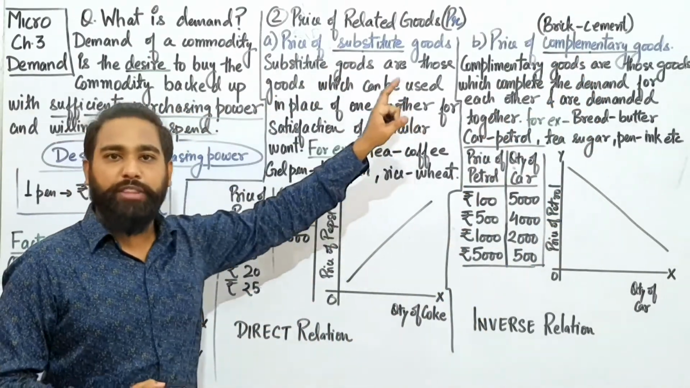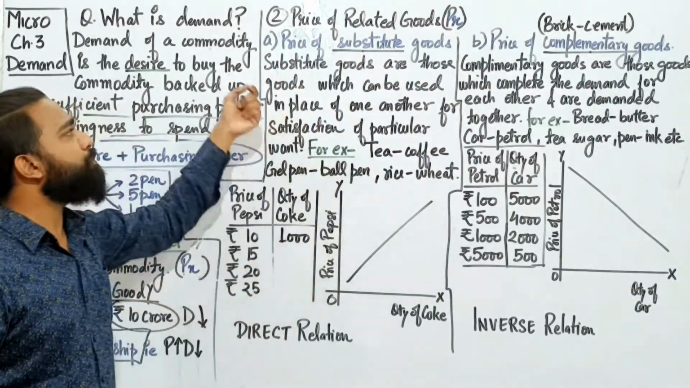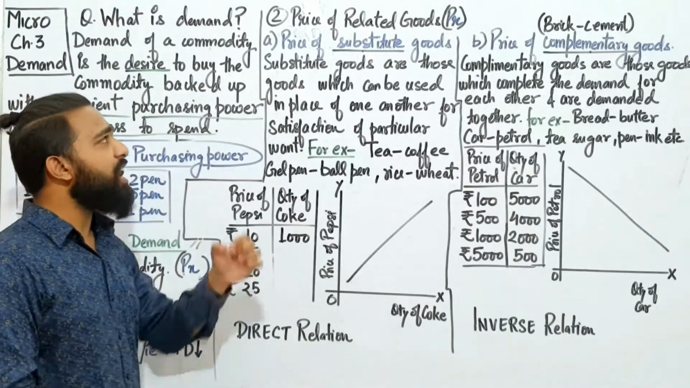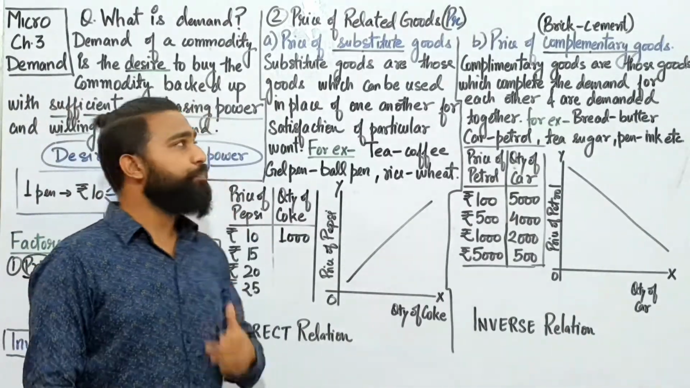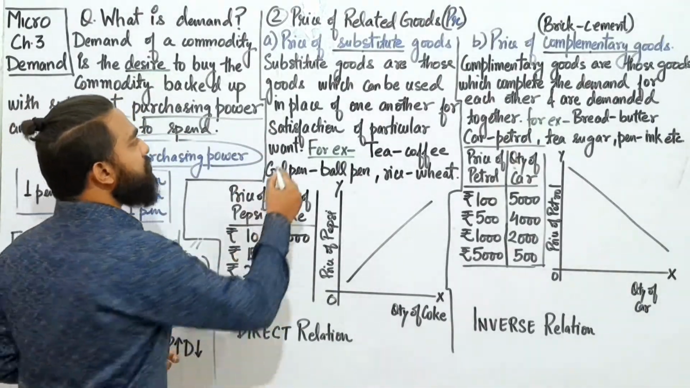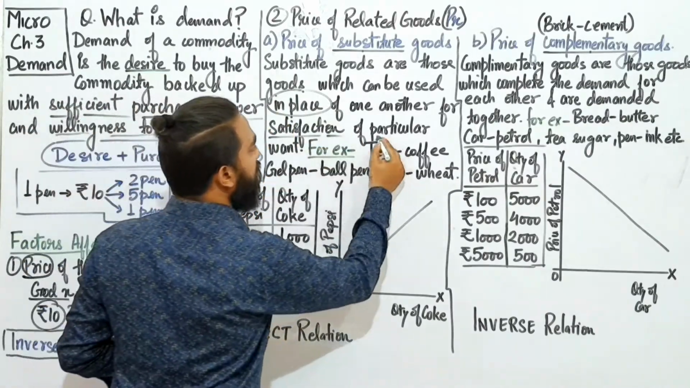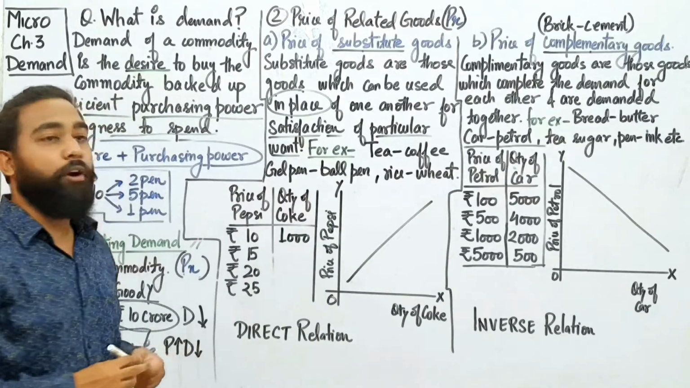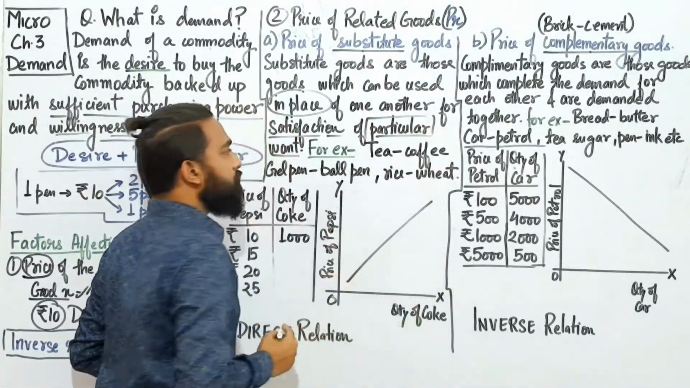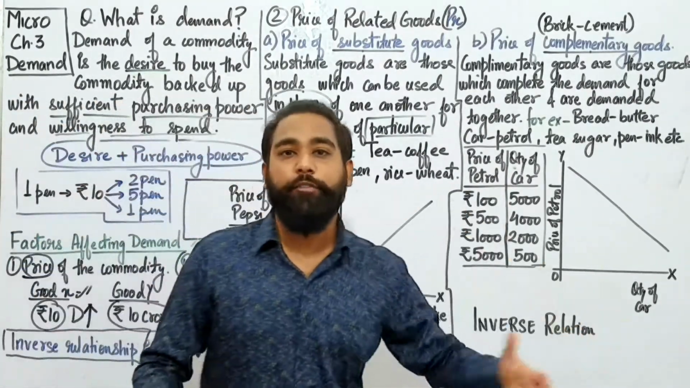First we are going to start with the substitute good. Price of related goods and its first part, which is price of substitute goods. Now first you have to understand what is a substitute good. Substitute goods are those goods which can be used in place of one another for satisfaction of a particular want. It means those goods which can be used in place of the other.